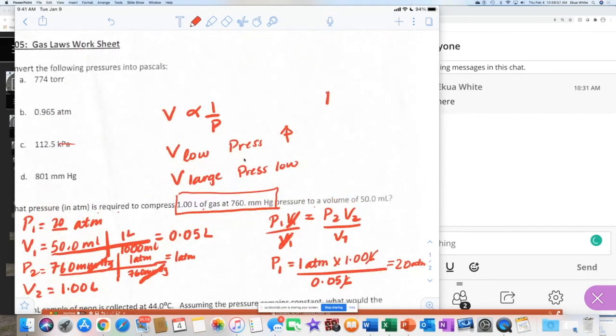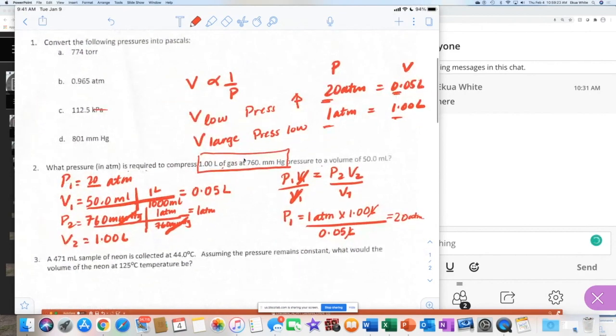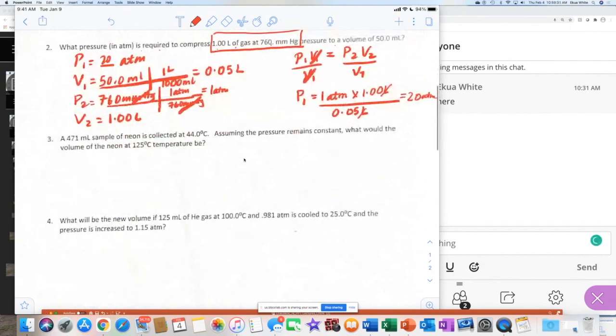So in other words, when the pressure is 20 ATM, the volume is 0.05 liters. This is a volume and pressure relationship. When the pressure is 1 atmosphere, the volume is 1.00 liters. So when the pressure is high, the volume is low. When the pressure is low, the volume is high, which confirms the law, right? Once again, if you focus on this part here, it shows you which liters goes with which pressure.